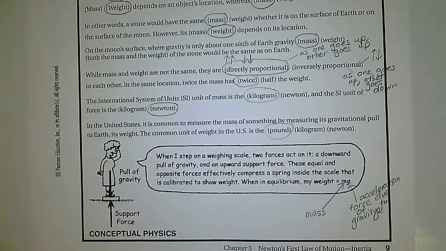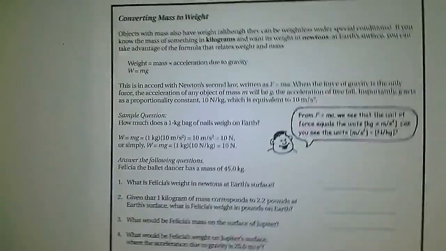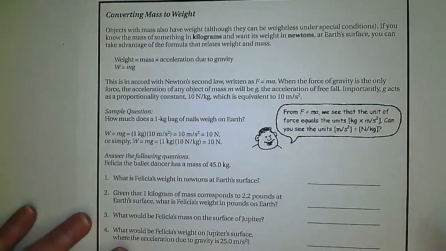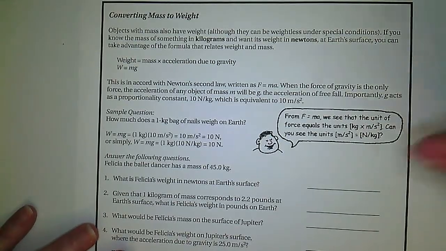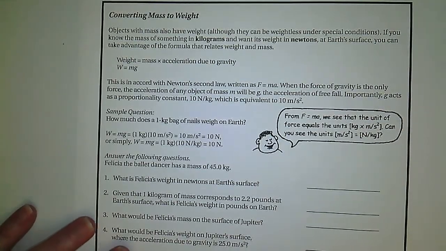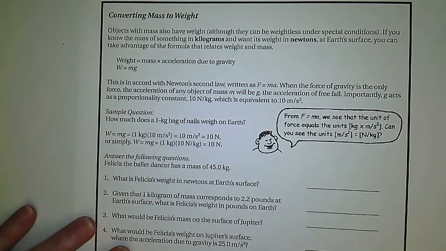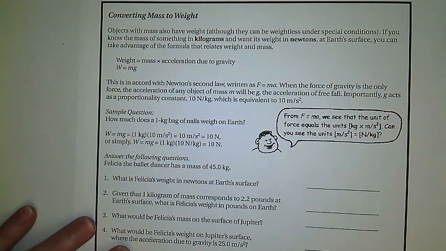So taking a look at the second page of this, where we have some math, it might be helpful to have a calculator if you're like me and not a super duper strong math student. Objects with mass also have weight, although they can be weightless under special conditions. If you know the mass of something in kilograms and want its weight in newtons at Earth's surface, you can take advantage of the formula that relates weight and mass.